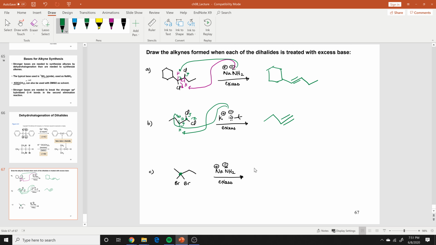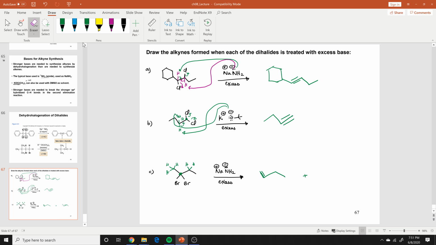Now here I do have two sets of beta hydrogens. This is one, this is two. Of course I do have one over here, but I'm going to use just two. Or I can use these beta hydrogens over here. So my triple bond can either be here or it can be there. So I'm going to end up having two products here, plus.